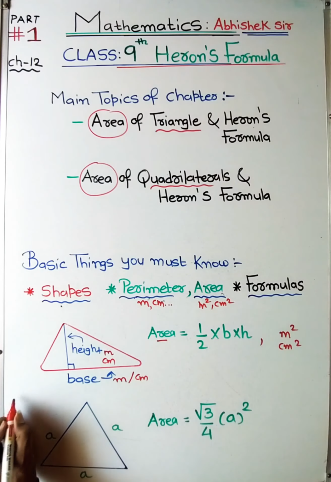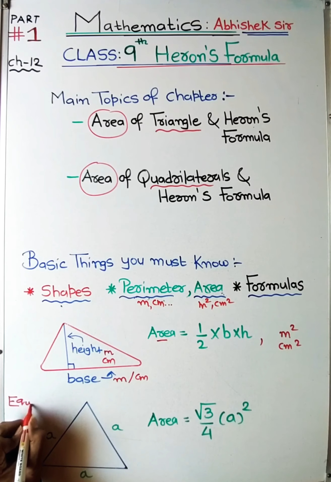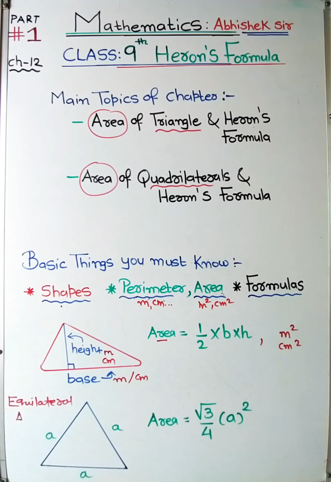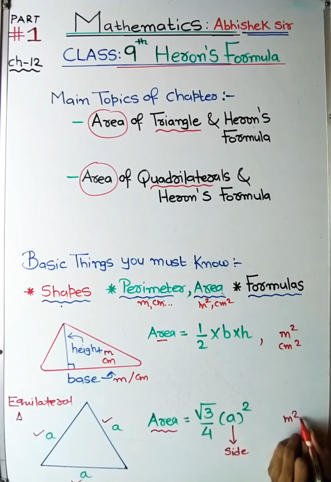Now here we'll see the area of an equilateral triangle. Equilateral triangle has one speciality, that all the three sides are the same. So the area in this case will be root 3 by 4 into a square. What is a? A is the side. Again the unit will be meter square or centimeter square.